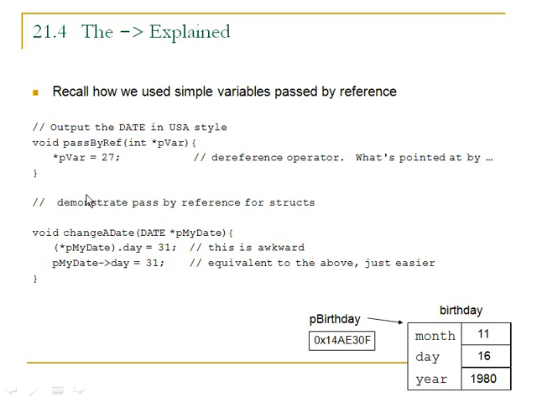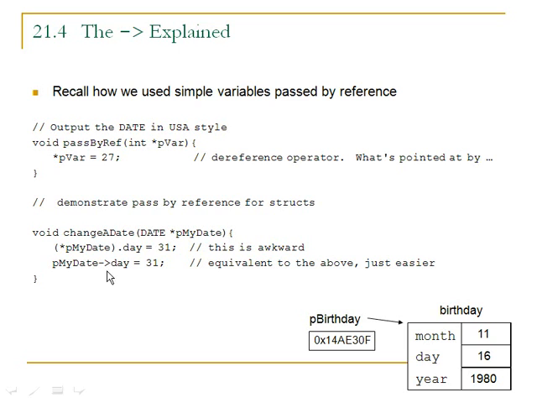So look at this second piece of code that demonstrates a pass by reference for structs. So we pass in a pointer to a date, and we have to dereference that pointer. So this is awkward. We could say what's pointed at by pMyDate, and then go and get the day component out of that. So this syntax is very awkward. The dot operator has a higher precedence than the dereference operator, so we need to use parentheses to force the dereference operator to happen first, and then put the dot operator after the parentheses.